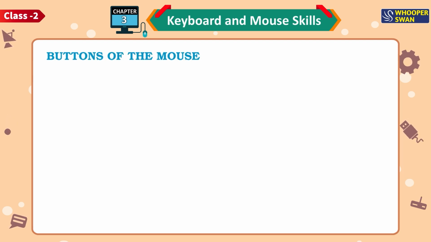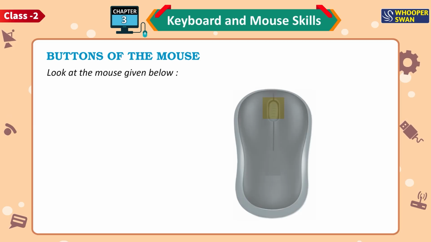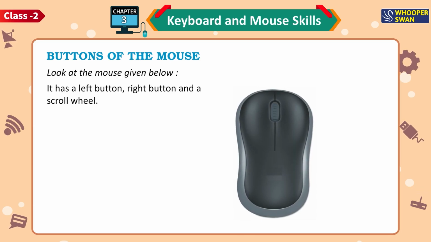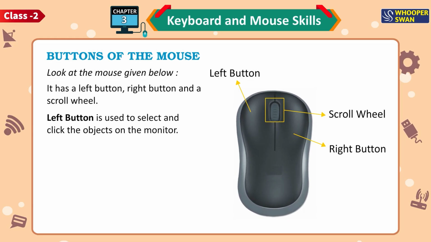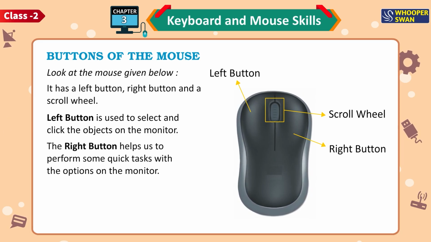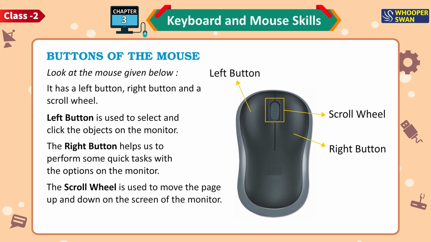Buttons of the mouse. Look at the mouse given below. It has a left button, right button and a scroll wheel. The left button is used to select and click the objects on the monitor. The right button helps us to perform some quick tasks with the options on the monitor. The scroll wheel is used to move the page up and down on the screen of the monitor.